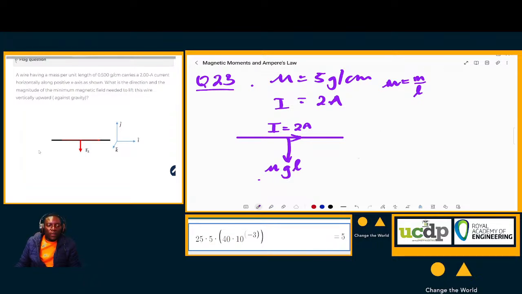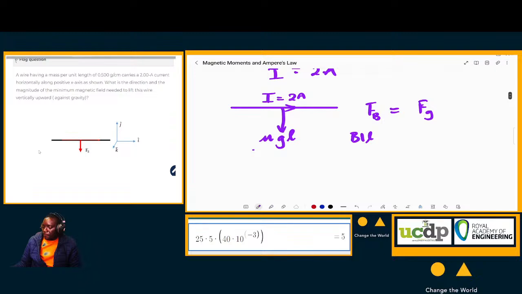Then the force that's required, the minimum magnetic force needed, FB, should be equal to Fg, is equal to BIL. If this magnetic force is to be minimum, then it has to be perpendicular. So the sine 90 is 1 there. And this therefore should be equal to mu times G times L. Because we've got like terms on either side, we can cancel. Then we find B is equal to mu G over I.